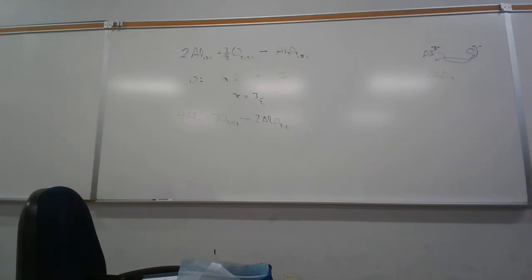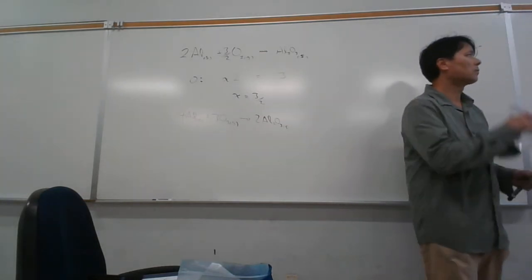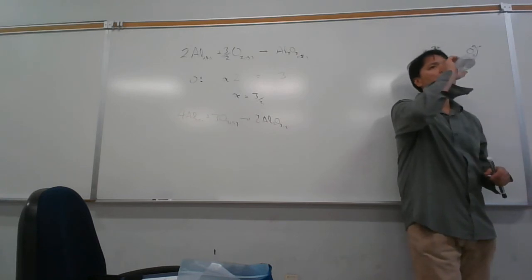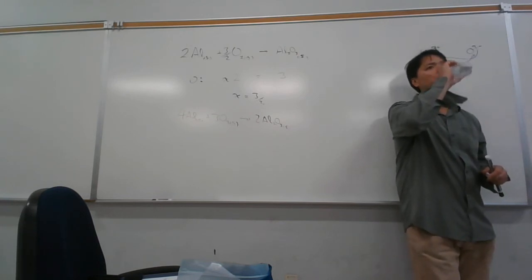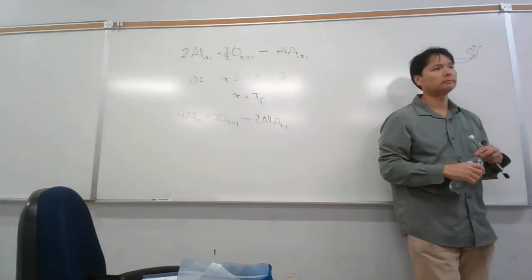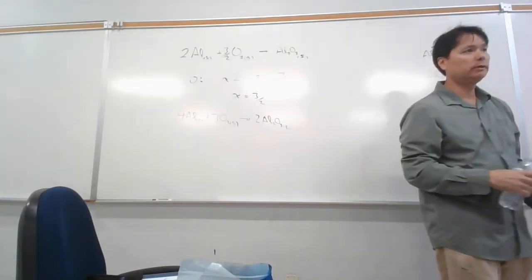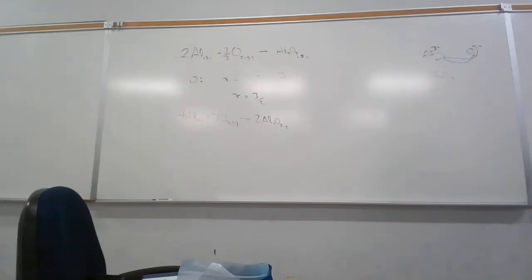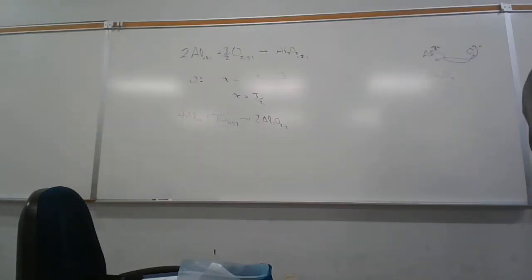So how many hydrogens do I have here? 4. How many hydrogens do I have here? 2 times 2 is 4. So the hydrogens are balanced. Are the oxygens balanced? 1, 2, 4. The oxygens are balanced? Wait. Yeah, 1. No.